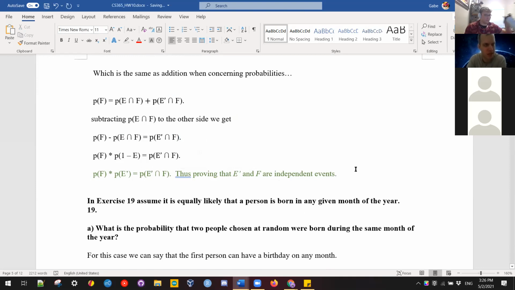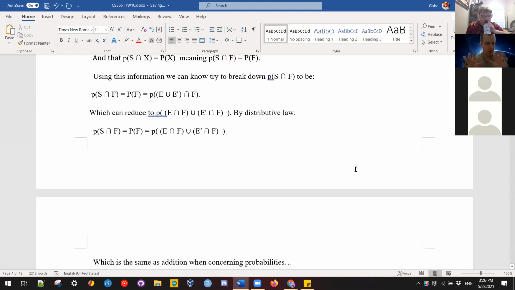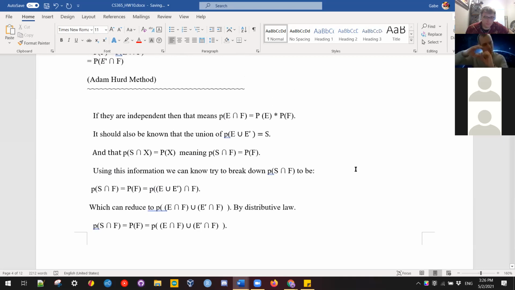So it's the same idea. You said, okay, take all of the overlap between E and F plus all of the overlap between F and not E, which is F. That's both chunks of that circle now. And go from there.